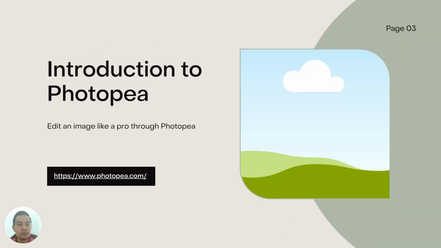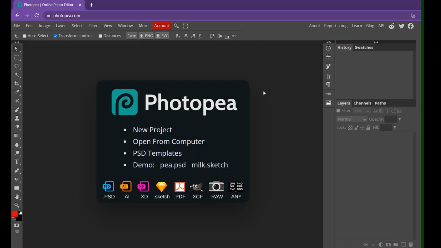As the introduction to Photopea, basically Photopea provides an interface similar to Photoshop. So you will be able to edit an image like a pro in Photopea. You can access Photopea by using this URL, www.photopea.com. Okay, let us see the interface. This is the Photopea interface. You can go to Photopea by entering the link www.photopea.com, or you can just search in Google. So you find Photopea.